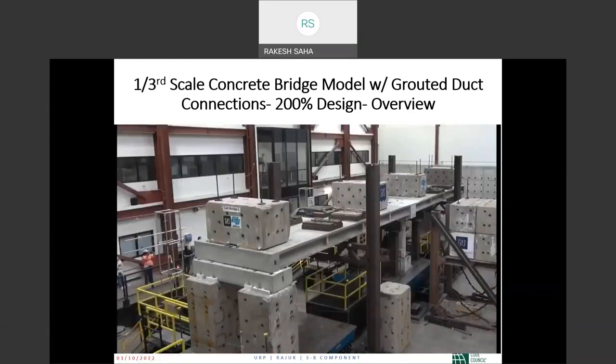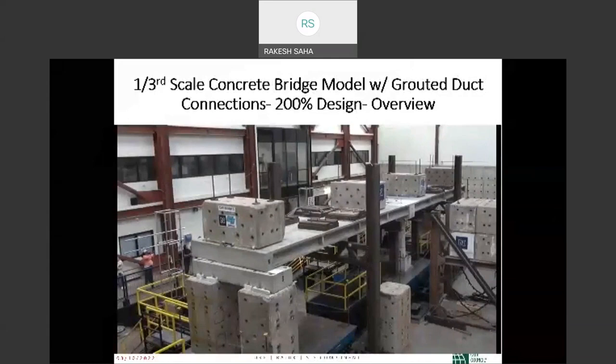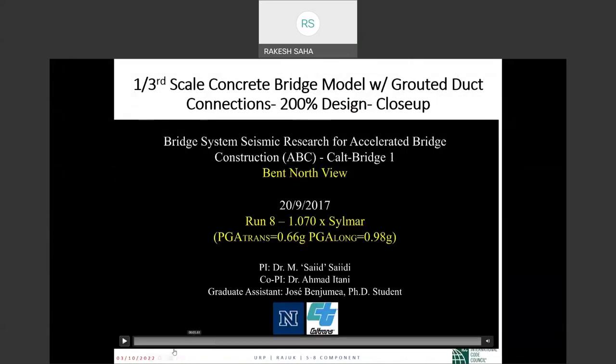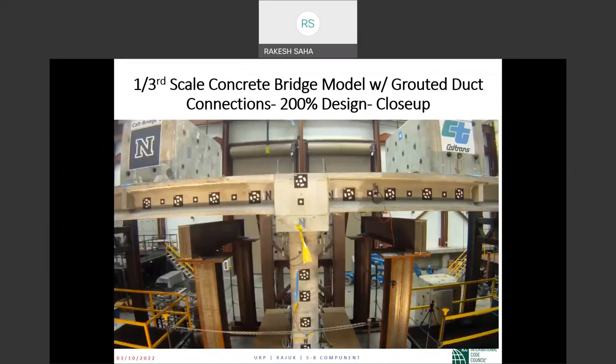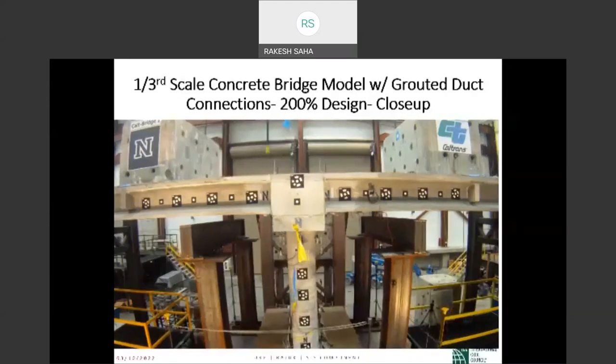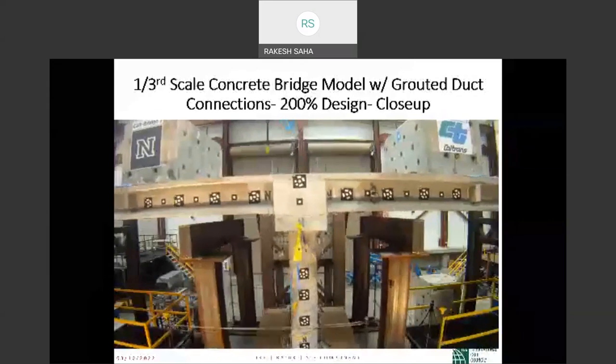Oh, I guess this is being repeated now. All right. This is just a repeat of what you saw. Let me go to the next slide. Let's take a close-up look at the connection of the same bridge. So here you have the column, there are two columns with the cap connection using grouted ducts.